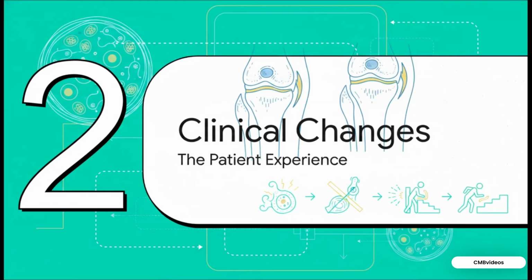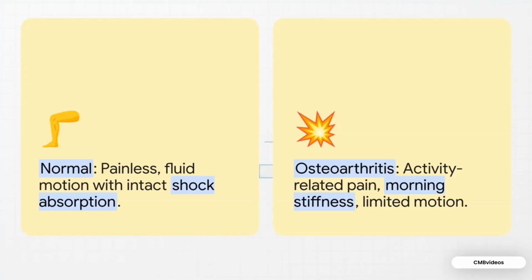Section 2. Clinical and functional changes, the patient experience. While a normal joint moves fluidly, an osteoarthritic joint has pain that is explicitly tied to activity. It gets worse when you bear weight and feels much better with rest. And here is a vital diagnostic clue. The morning stiffness usually lasts less than 30 minutes. If you're seeing stiffness lasting for well over an hour, well, doctors start looking for other culprits, like systemic inflammatory conditions such as rheumatoid arthritis.